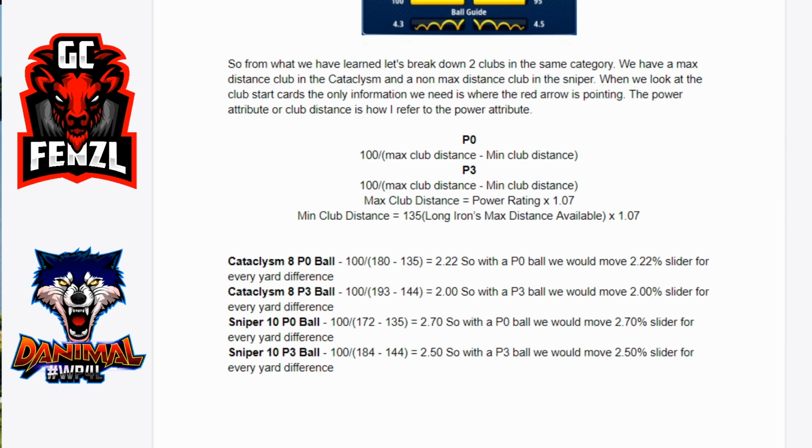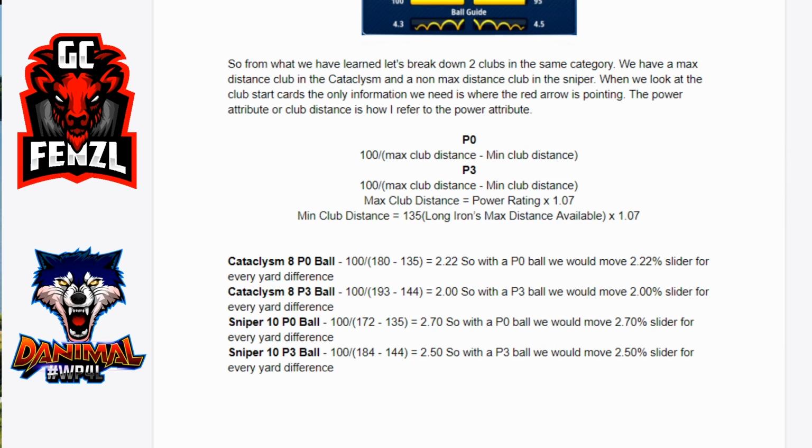So now the difference comes in when you add a power ball. The second example we have is Cataclysm 8 P3 ball. You've got 100 divided by 193. Well, 193 is the max distance of Cataclysm with a Kingmaker. So what are we going to times it by? If you look up here, max club distance times power rating, 1.07. So we times 180 by 1.07, and that number is 193.